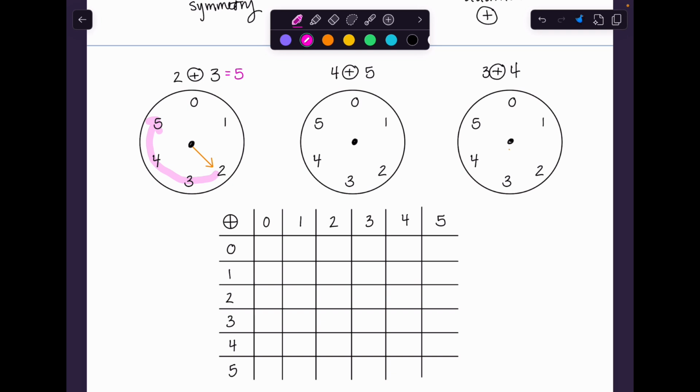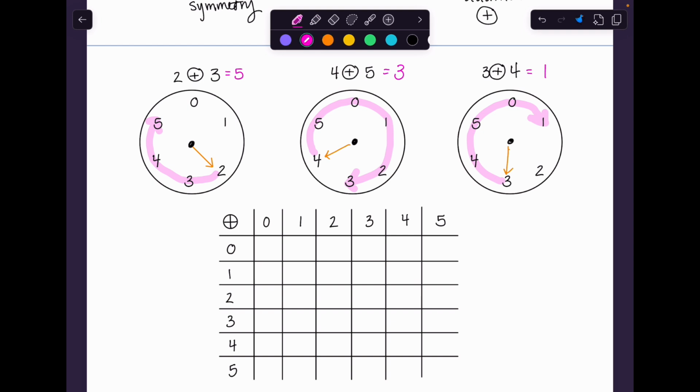Or whatever it is. So if I start here, my hand is at the 4, and now I'm going to go forward 5 hours. So 1, 2, 3, 4, 5. So this lands me at 3 on my chart. If I do 3 plus 4, again, I'm starting at 3. And then I'm going to go forward 1, 2, 3, 4. So this lands me at the 1 hour.